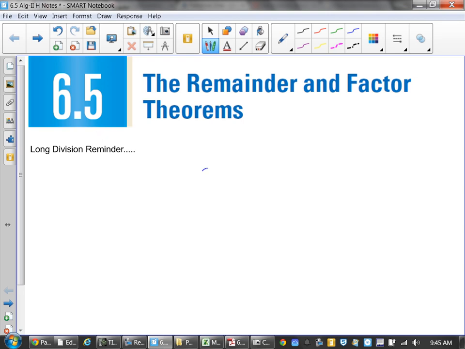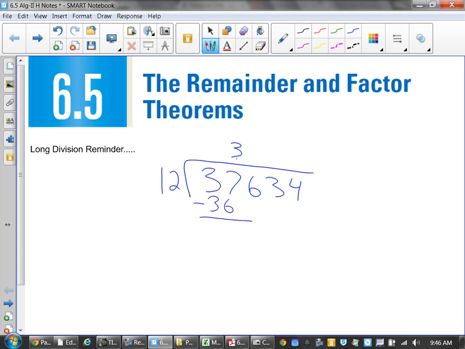So let's take 37,634. Let's divide that by 12. Does 12 go into 3? No. Does 12 go into 37? Yeah. How many times? 3. So we put a 3 above the 7 because 12 goes into 37. What's 3 times 12? 36. We subtract it. What are you left with? 1.